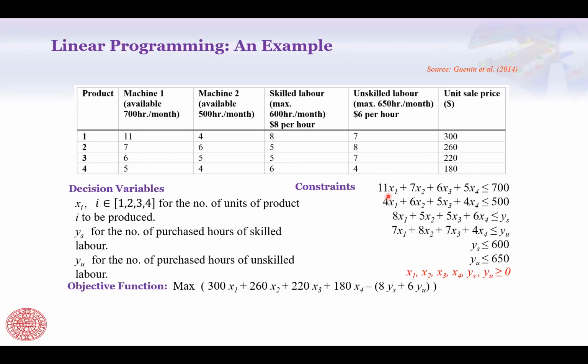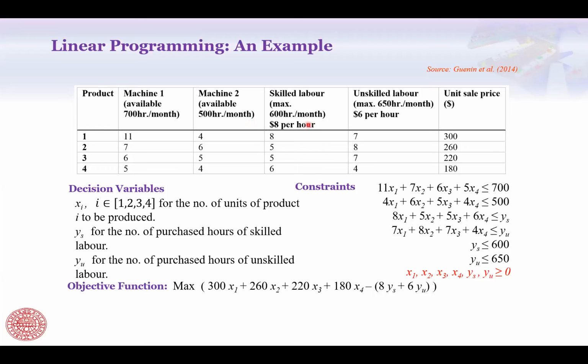Looking at the first constraint, you have the hours needed for product 1, if you decide on X1 units, and then hours for product 2, X2, which needs 7 hours. It's not difficult to see why the constraint gives you the bound so that you will not exceed the available hours of the machine. The same principle applies for the second machine. I will not go into details.